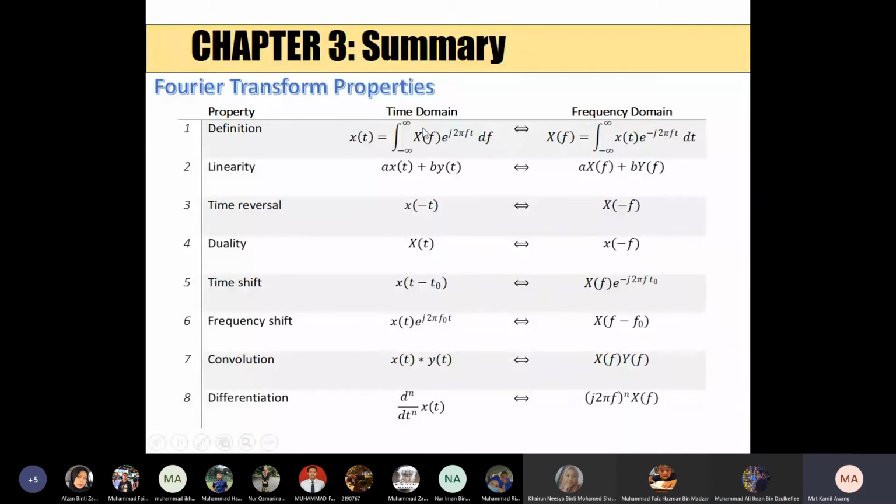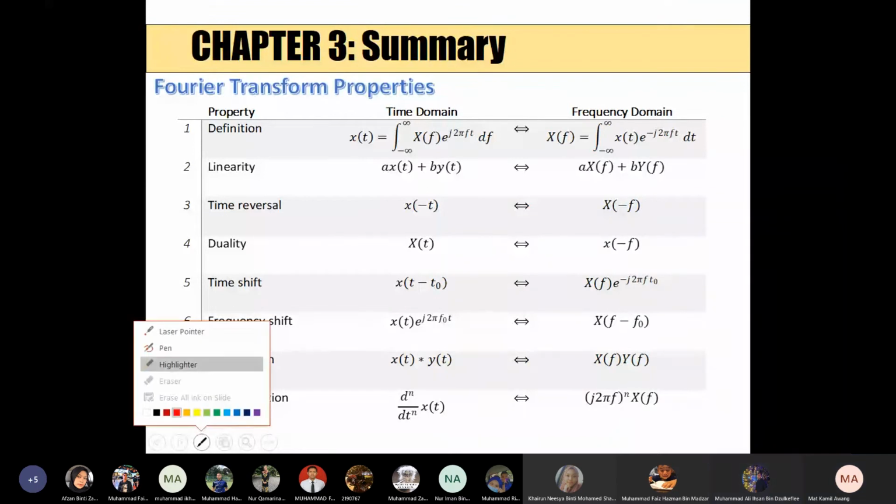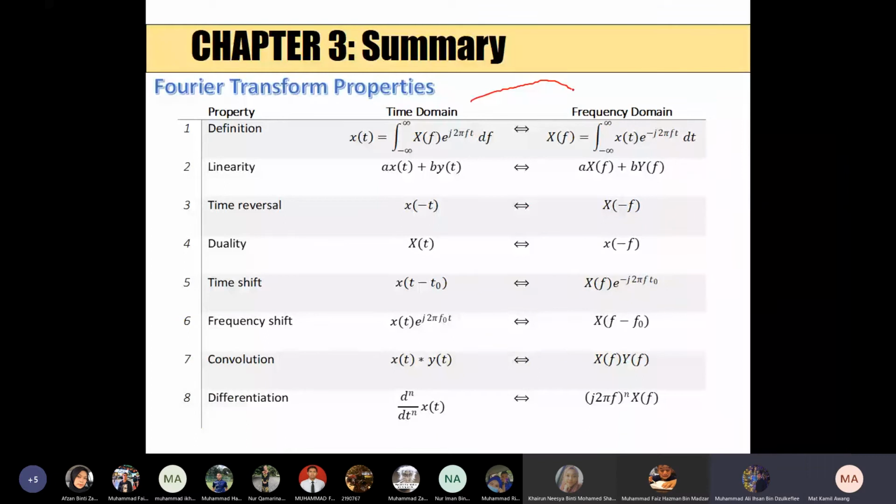So basically, this is when you want to do the inverse Fourier transform and the Fourier transform. From the time domain, you go to the frequency domain using the Fourier transform. If you want to go from the frequency domain to the time domain, then you use the inverse Fourier transform. Okay? That is the definition.